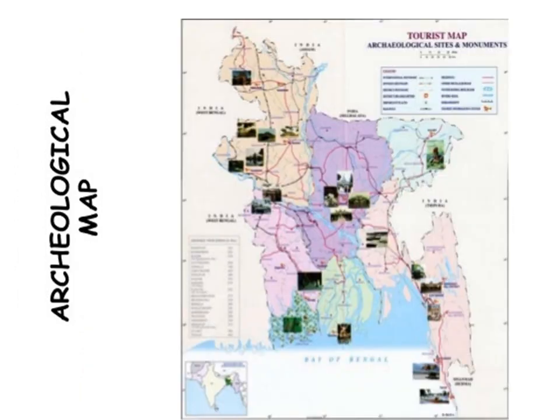This is a slide related to an archaeological map. This is the tourist map showing the sites and monuments in India, so that it is possible to visit the given sites or cultural sites because of their historical importance.